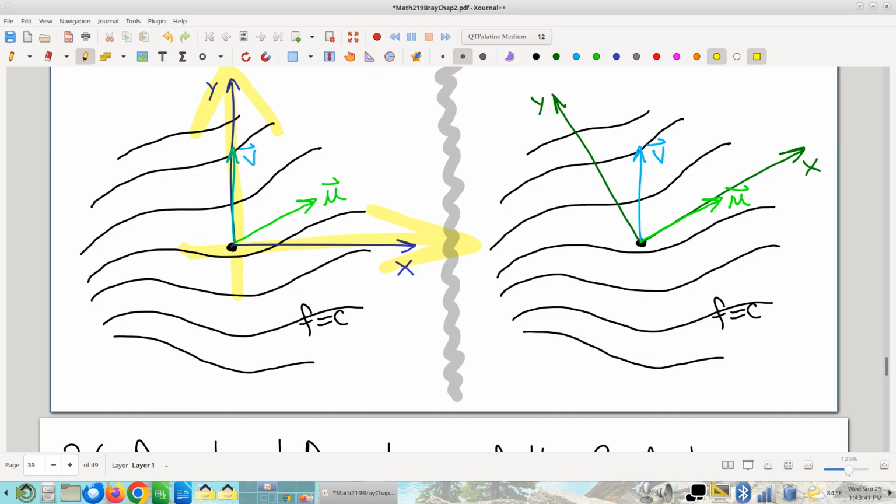So just to emphasize, let's look at what I've got over here. Same basic picture, same u, same v. But now I've set up my axes this way, and now u is a standard basis vector. Same vector u.